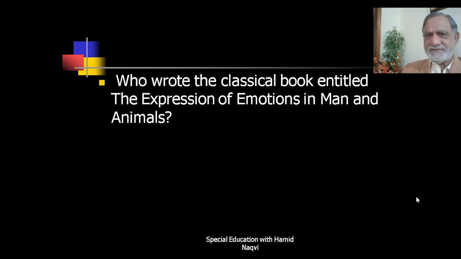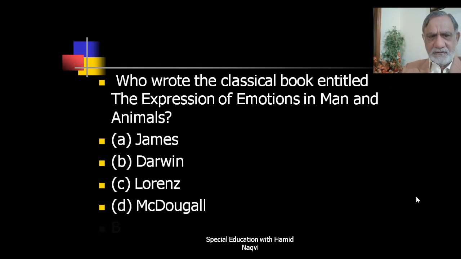Who wrote the classical book entitled The Expression of the Emotions in Man and Animals? The correct one was Darwin.